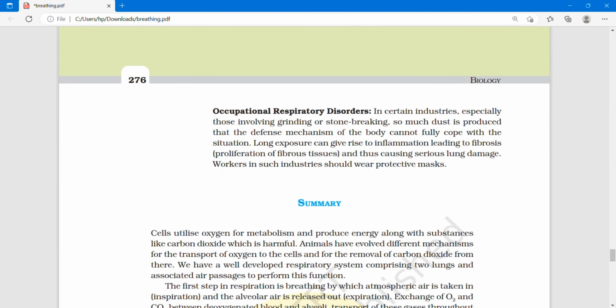In certain industries, especially those involving grinding or stone breaking, so much dust is produced that the defense mechanism of the body cannot fully cope with the situation. Long exposure can give rise to inflammation leading to fibrosis, that is proliferation of fibrous tissue, and this causes serious lung damage. Workers in such industries should wear protective masks.